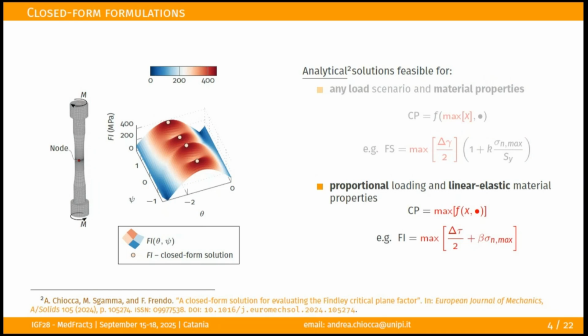If you make the hypothesis of proportional loading and linear elastic material properties, then you can also find closed-form solutions for those critical planes that require the maximization of the entire factor, like Findley, for example. So this is an example. The dots are the closed-form solution, and the surface is the standard way of evaluating the critical plane factor.